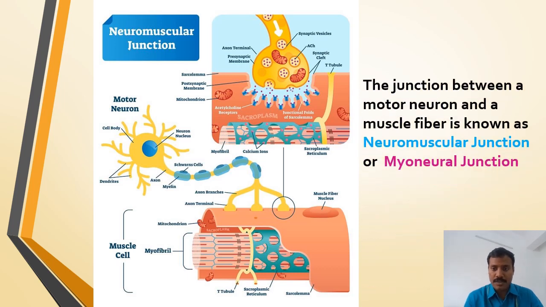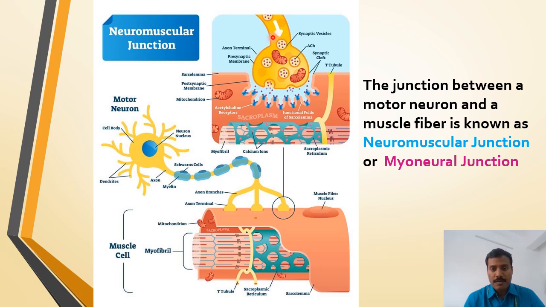The neuromuscular junction is the junction between a motor neuron and a muscle fiber. In this diagram you can see this is the motor neuron, this is the muscle, and this is the area we call the neuromuscular junction, where the axon terminal communicates with the muscle membrane. The muscle membrane is called the sarcolemma.